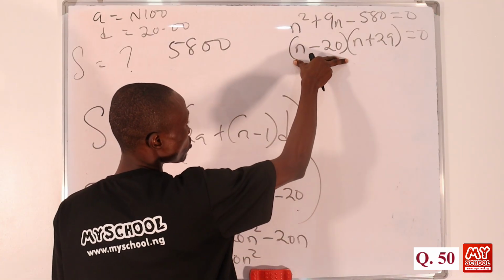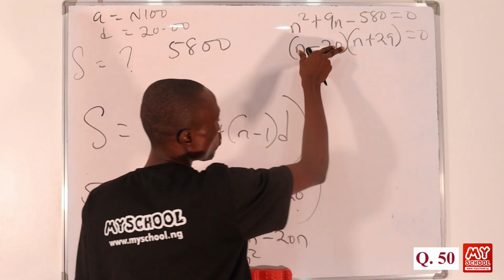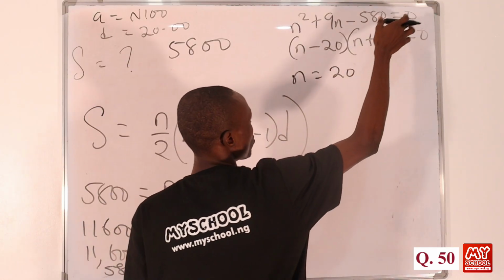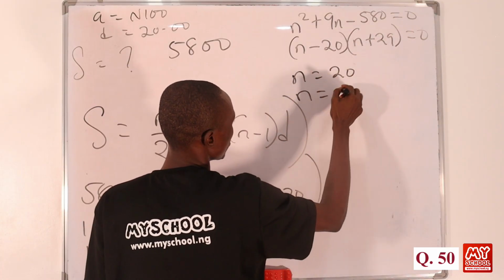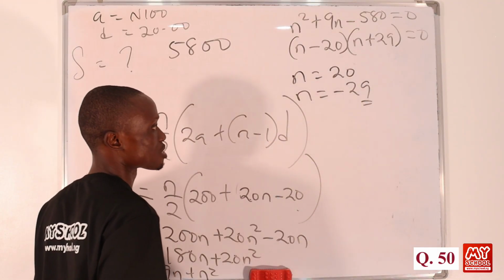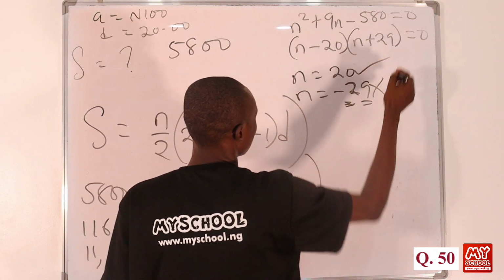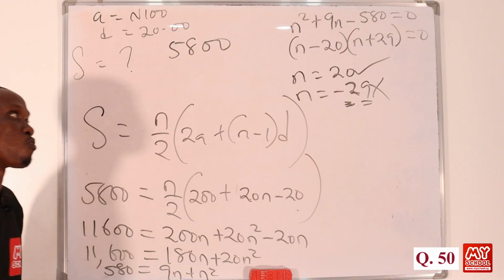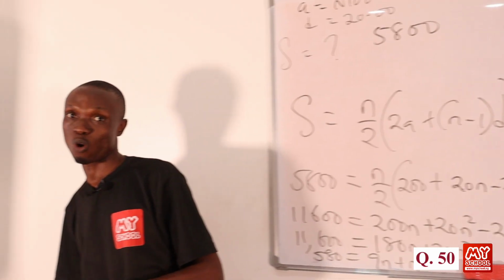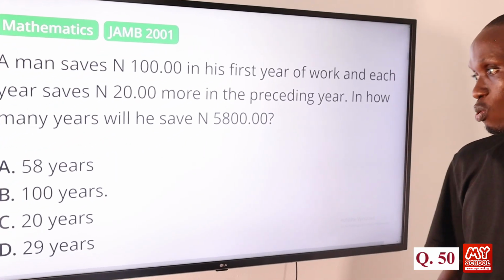Now remember, everything we have inside each of these brackets is equal to 0. So if we equate this to 0, we'll be having n equal to 20, and if we equate this to 0, we'll be having n equal to minus 29. Since we are talking about years, we can't have a negative value, so we discard this. We only take this. So the man has to save for 20 years in order to be able to save 5,800.